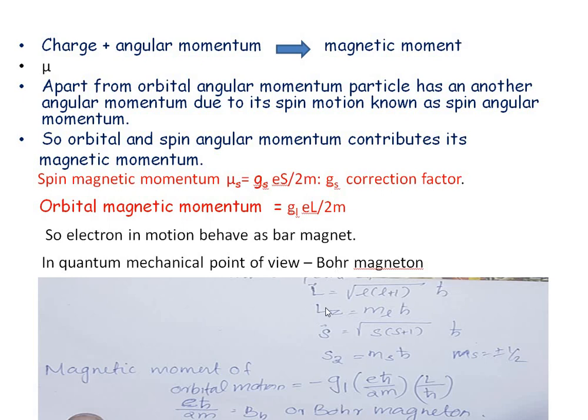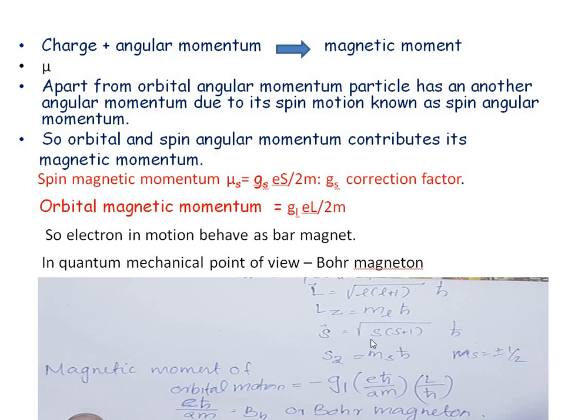So, this is h cut. And the z component of the orbital angular momentum, Lz, is given by ml into h cut. Here l is the orbital angular momentum quantum number. It's a scalar quantity, small l, but capital L is a vector quantity.